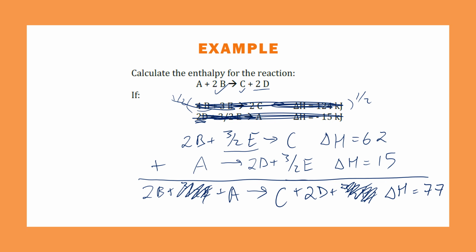And then just double check to make sure that your final reaction is the same as the reaction that you were looking for. A and 2B on the reactant side, C and 2D on the product side. So we're good. And you're done.